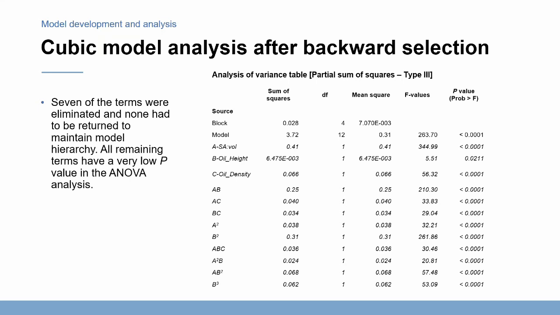And so in the end, I ended up with a truncated cubic model with the terms shown here. All the terms are highly significant. In fact, all of them are less than 0.0001 with the exception of B, but that's still very significant there. And so I ended up with this final model.